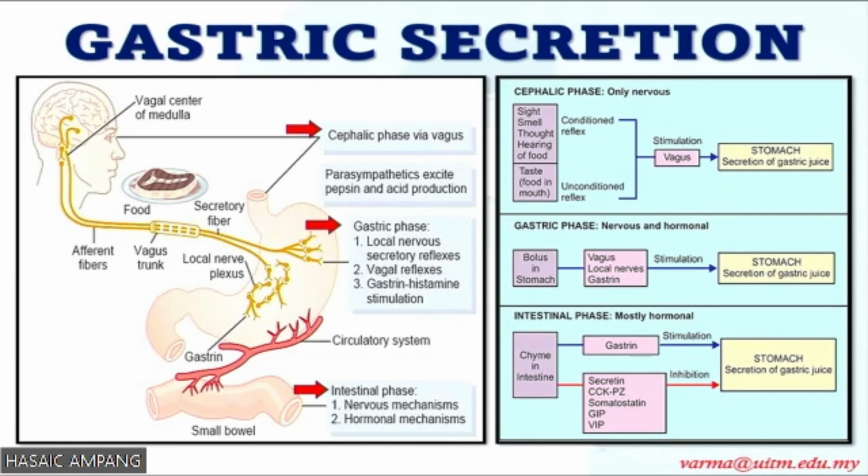Then finally, your intestinal phase is mostly hormonal. So nervous, hormonal, and hormonal. So regulation of gastric acid secretion, if you're able to write this itself, you already get 2 marks. Three phases, what are the phases involved?